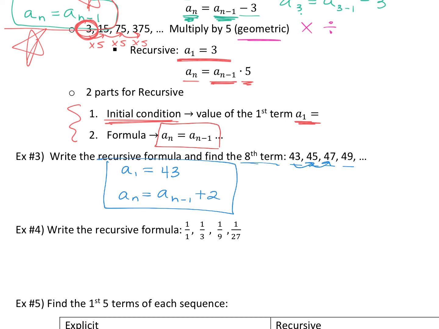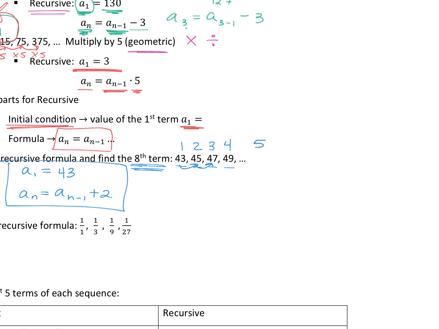Then it says find the eighth term. Now here's the thing. There is no quick way to find the eighth term. What do you have to do? You have to find every term before it, which is why recursives are annoying, because if you want to find the 100th term with a recursive, you have to find all 100. I will never ask you to do that, but that's what you would have to do. So this is my first term, my second term, my third term, my fourth term. So what's my fifth term going to be? 51. What's my sixth term going to be? 53. My seventh term?